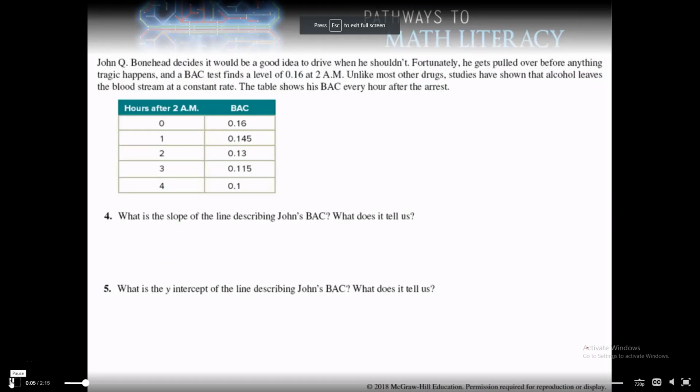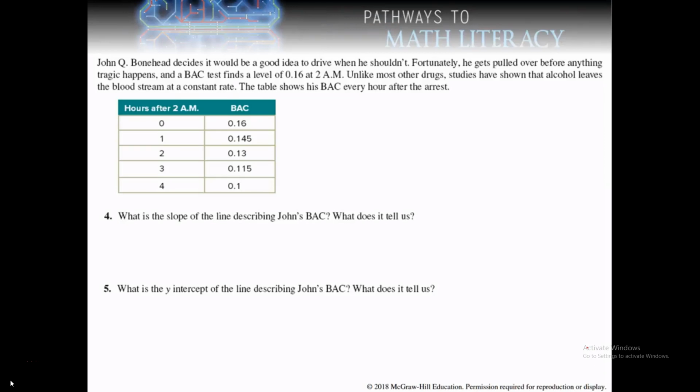We're still looking at blood alcohol content, and we have a table here for a person who got drunk and then stopped drinking, and they have a level of 0.16 at 2 o'clock in the morning, and we're counting how many hours it's been since 2 o'clock in the morning. So we're starting with 0 hours, and then it decreases. In question 4, we're asked, what is the slope of this line?